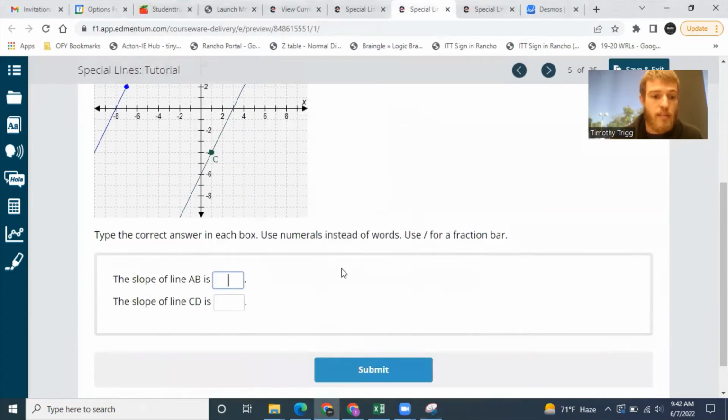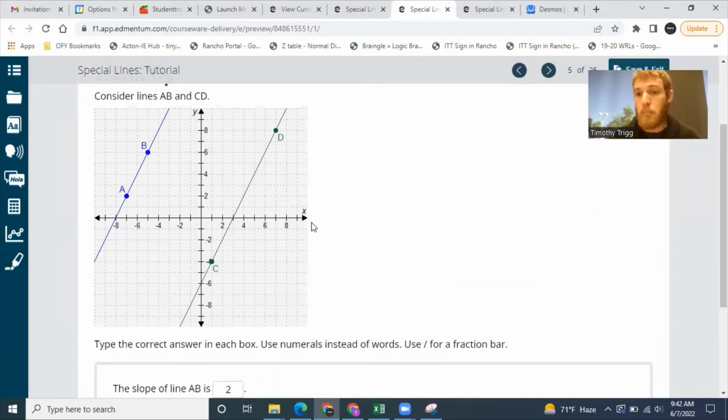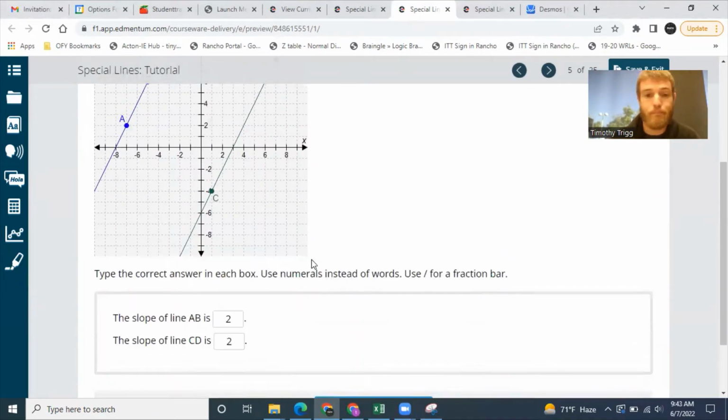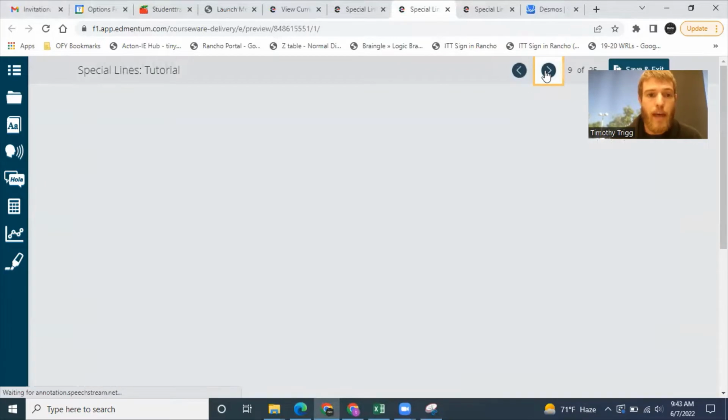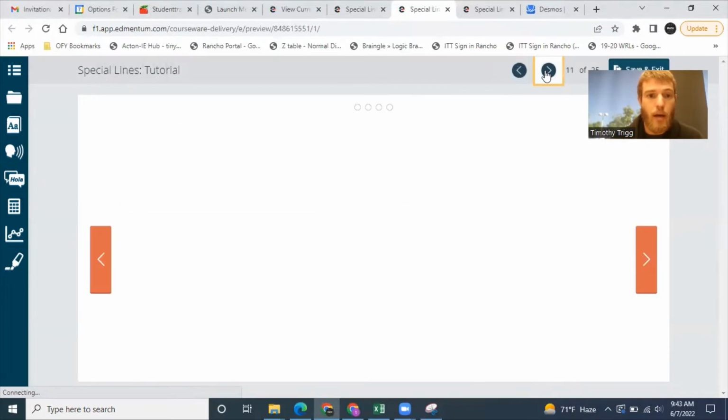So would these lines be parallel? Well, yes, they would. And we can see they certainly look parallel, right? Parallel lines mean that no matter how far you extend those lines, they will never touch each other. So these are indeed parallel lines, and I know that because they have the same slope. All right, let's go ahead and move on. You can move ahead until it stops you.